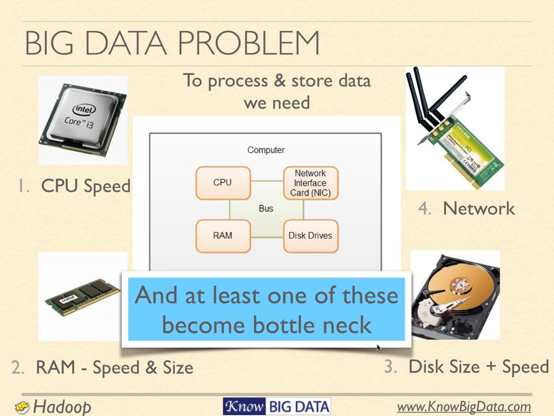But in real life, it is the RAM that becomes the bottleneck in almost any server computing infrastructure. For example, if you take the case of Wikipedia, it was the RAM that became the bottleneck. All right.